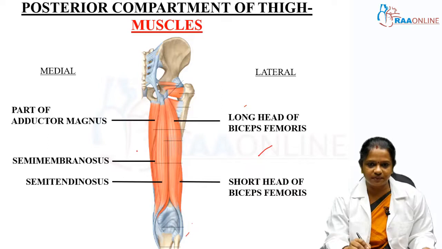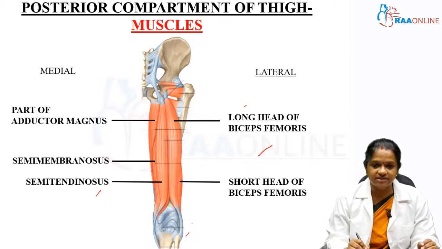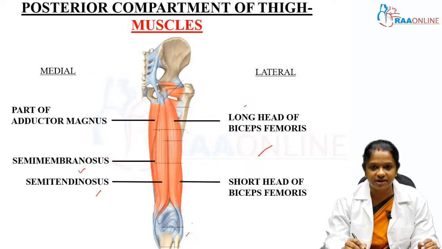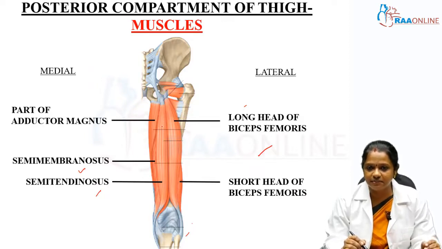On the medial aspect, there is a muscle which has a tendon in its lower part. So, half of the muscle is tendinous. So, this is called semitendinosus. Beneath that is a muscle which has a membranous part in the upper part. So, after reflecting the semitendinosus, we can see the semimembranosus. The upper part of semimembranosus is membranous. So, this muscle which is half membranous is called semimembranosus. Underneath that is a part of adductor magnus.